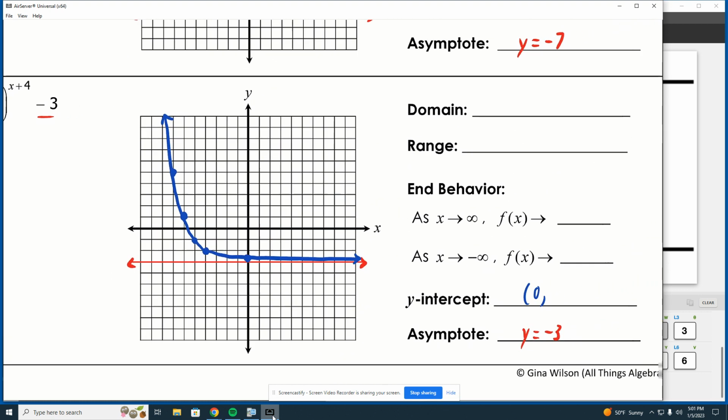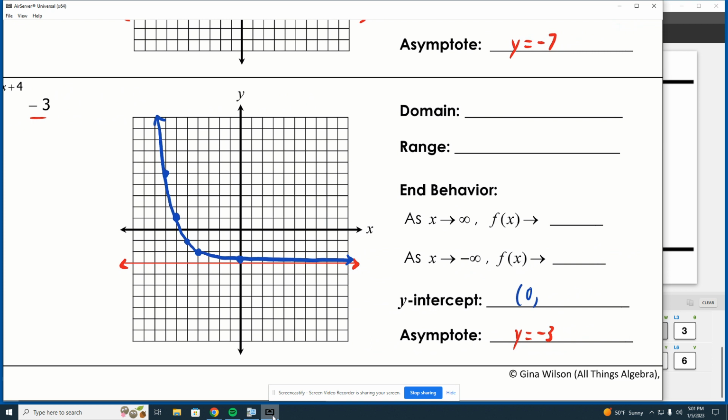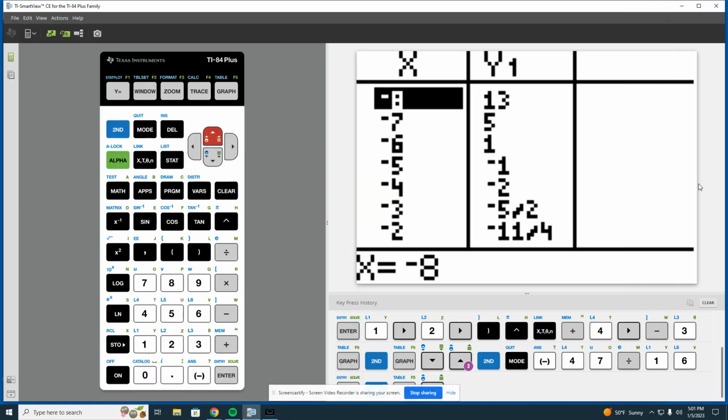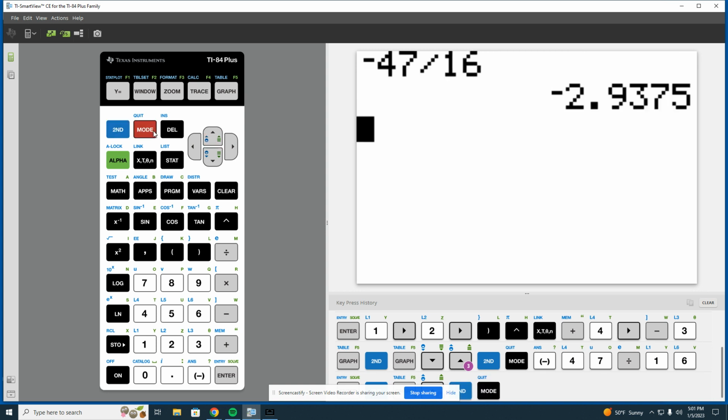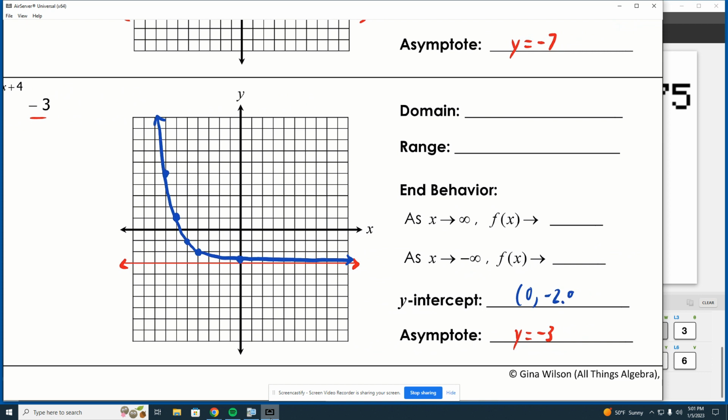Voila, there's my graph for this particular exponential function. So let's name all these things that we know. Oh, I forgot to write this. It was negative 2 point, what was it? Negative 2.9375. So let me go write that real quick. Negative 2.9375. If you put negative 47 over 16, that's fine. It's just you don't know what that is, probably. But you know what negative 2.9375 is.